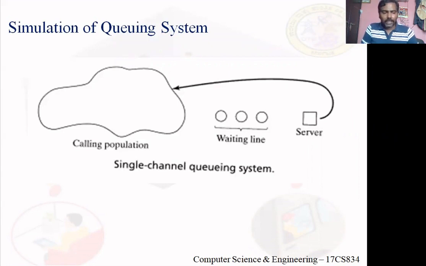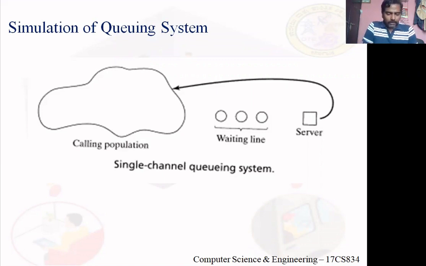If any customers are in the queue, then the first customer in the queue will get service initiated by the server. Clear? So when the current server finishes his service, he will depart and join the calling population. And at that moment, if any customers are in the waiting line, the first customer in the waiting line will get service initiated. Got it?